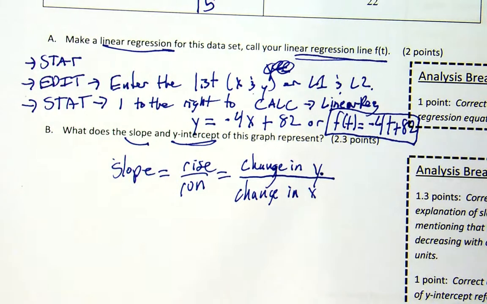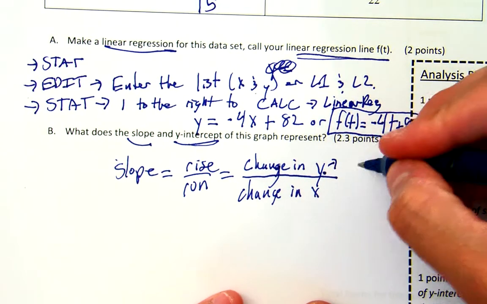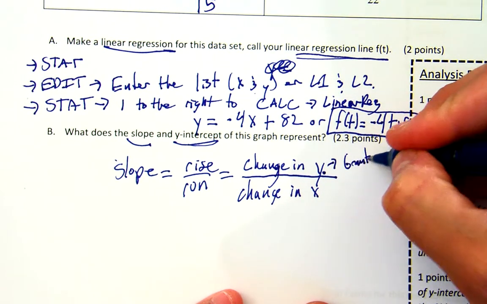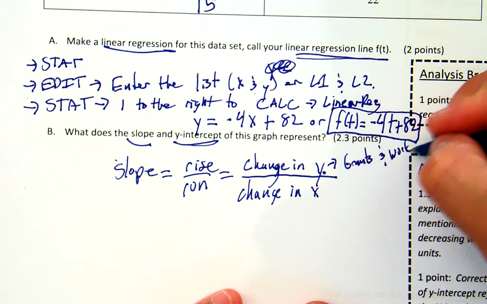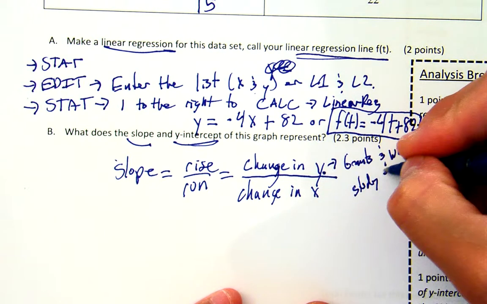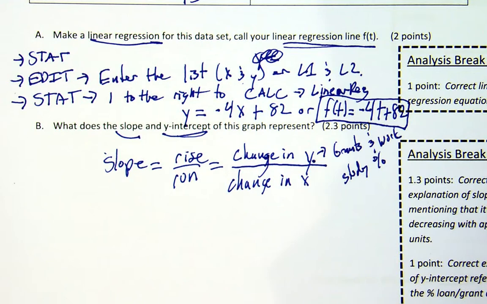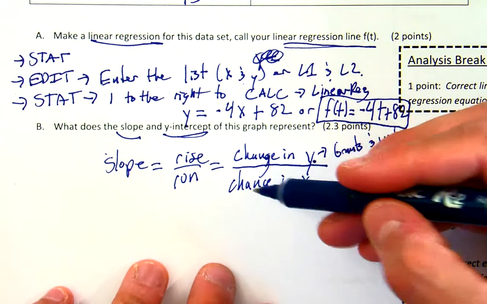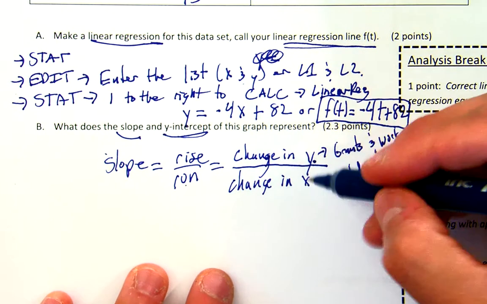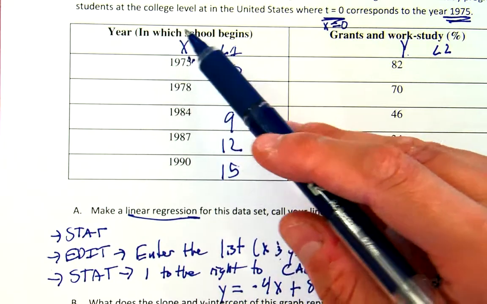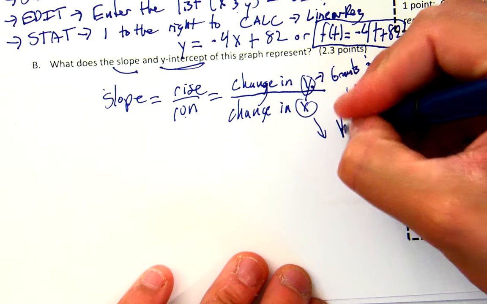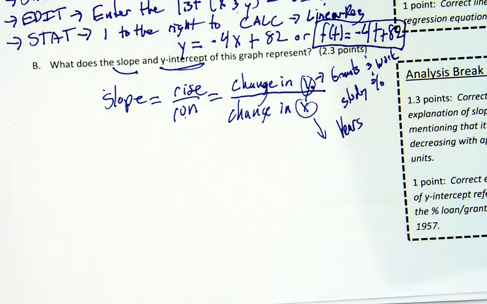And what does y mean again? This is my grants and work study percent. Is that okay? I'm just breaking it down so we can understand it. And x, or run, is the change in x. And what does x represent? X is the year. The years. So can anyone synthesize?